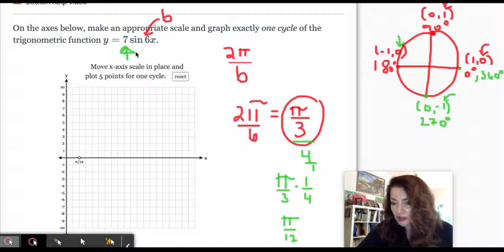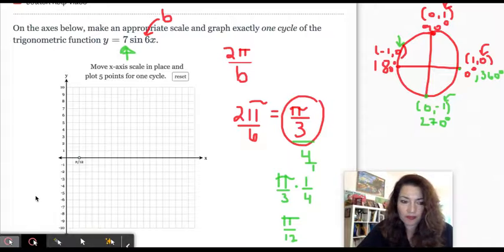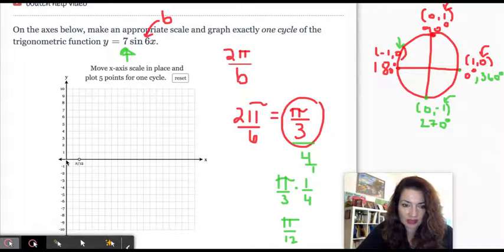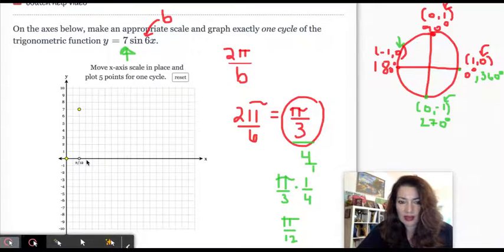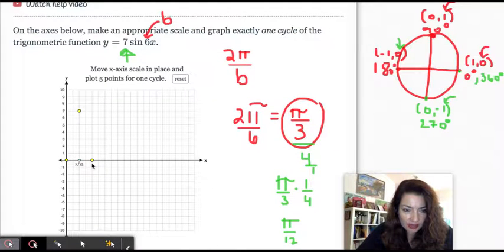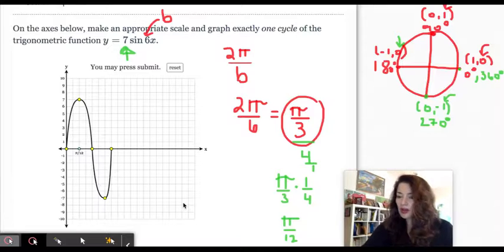Now the sine function always starts at 0. You can see right here at 0 degrees, it's 0. So I'm going to go ahead and put that in here. So at 0, it is 0. At pi over 12, it's going to go to the amplitude, which is 7. And then another pi over 12, it's going to go back to 0. And then I'm going to go down to the amplitude, which is negative 7. So I'm going to put a point right here. And then I'm going to complete the cycle and go back to 0. And this is what one cycle would look like of the sine function.